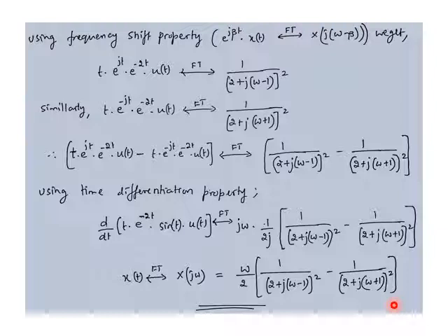The Fourier transform of x of t was found with the help of three different properties: time differentiation, frequency shift, and, as mentioned in the earlier slide, frequency differentiation. So this is how we found the Fourier transform for the given x of t term.